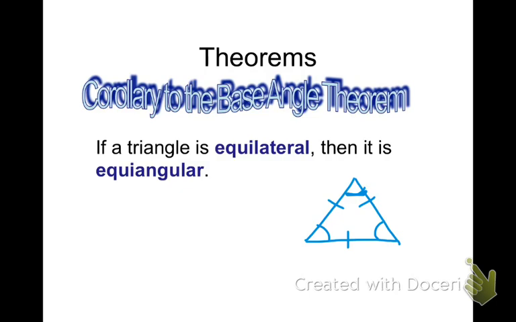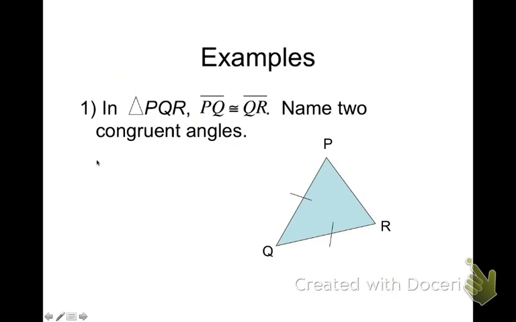All right, so let's do these last three examples. Nice and easy. It says in triangle PQR, PQ is congruent to QR. Name the congruent angles. Where are your congruent base angles? P and R, very good. So angle P would be congruent to angle R.